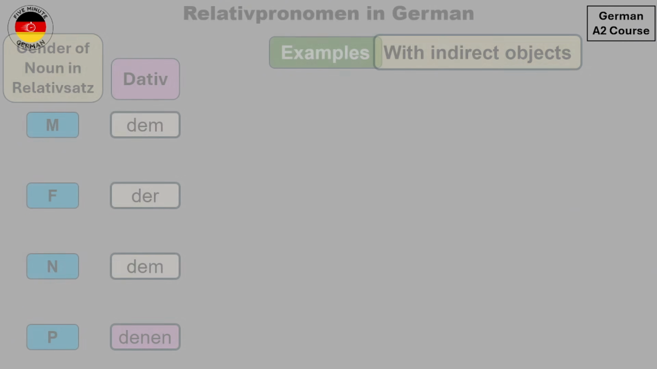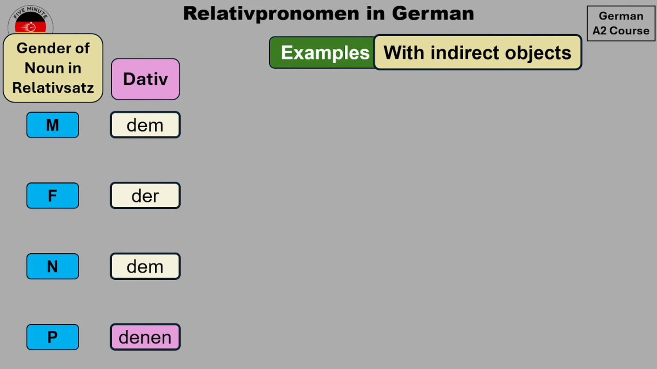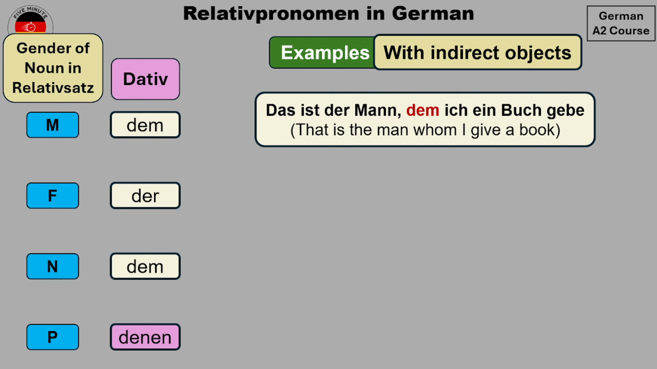Now let's take a look at different examples with indirect objects. We have the sentence, Das ist der Mann, dem ich ein Buch gebe. That is the man whom I give a book.